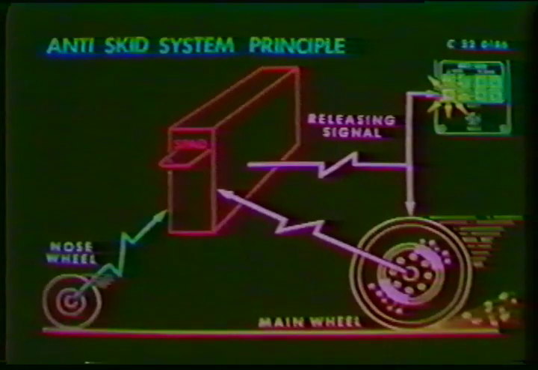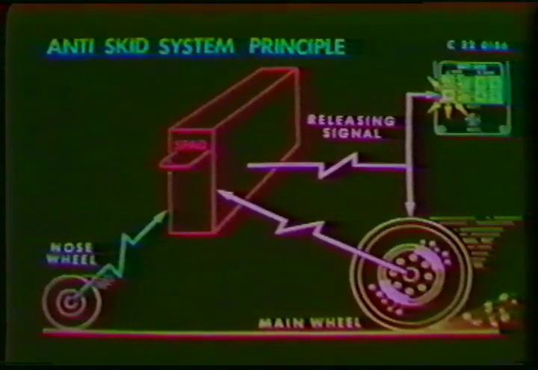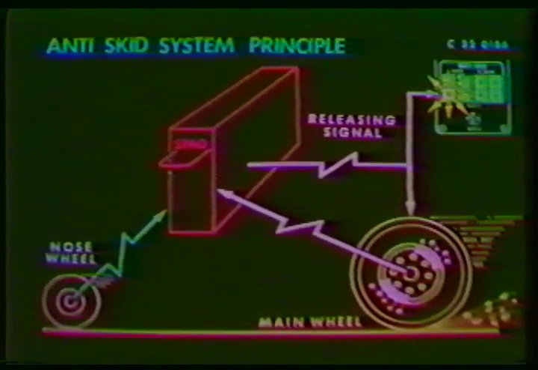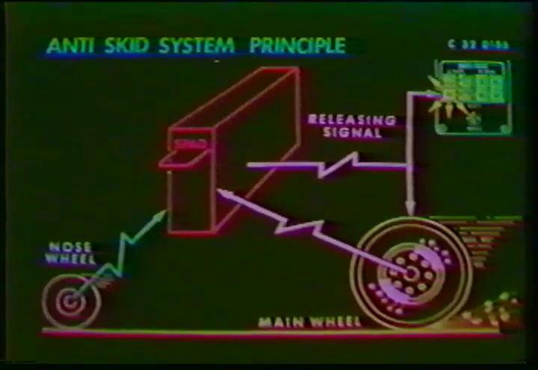When a main wheel skids, the anti-skid valve will release the pressure to the brake and illuminate the applicable R light. This action is accomplished by comparing the speed of the nose wheel with that of the main wheels.